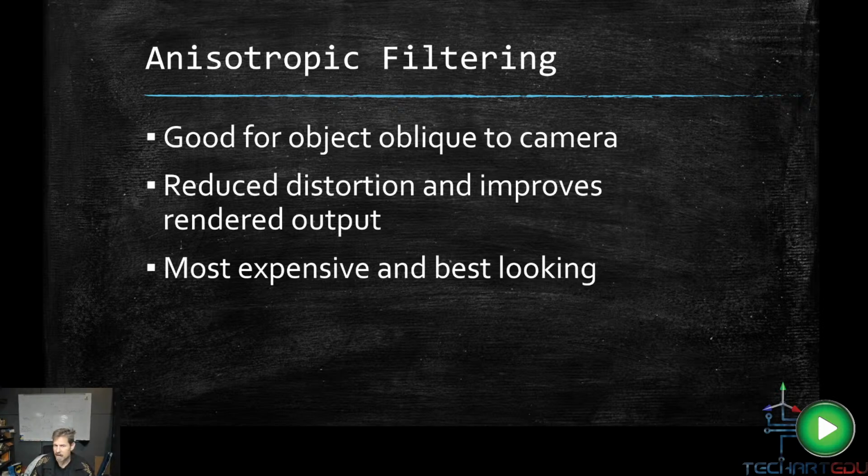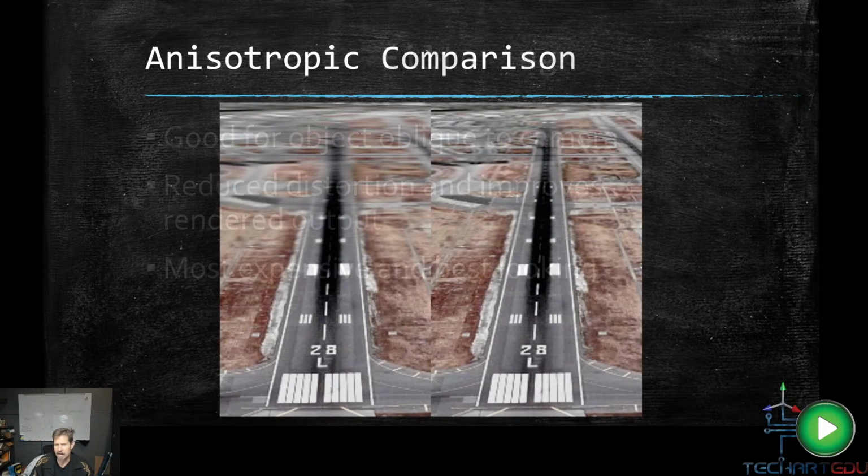It produces texture maps that look like this, where one has been pushed off into the distance and it looks funky and goes crazy and blurry. But here's with anisotropic filtering, and it looks much sharper.